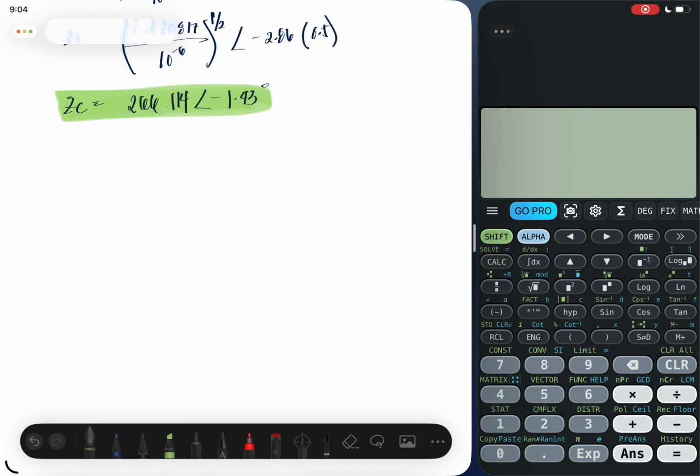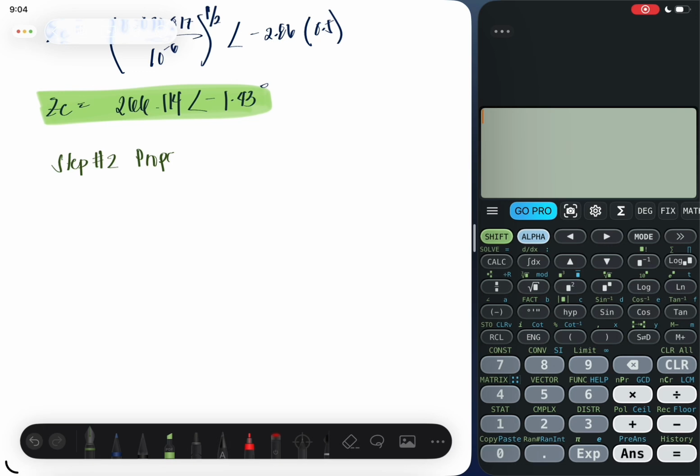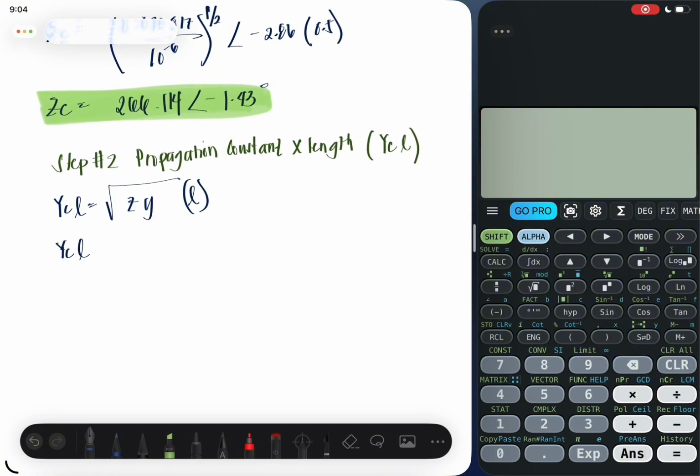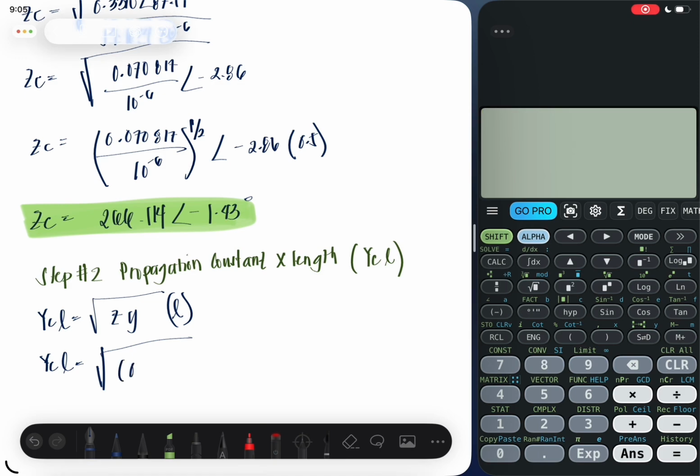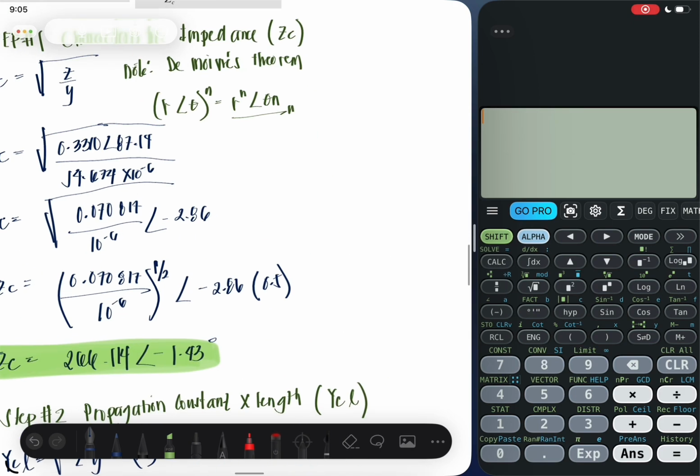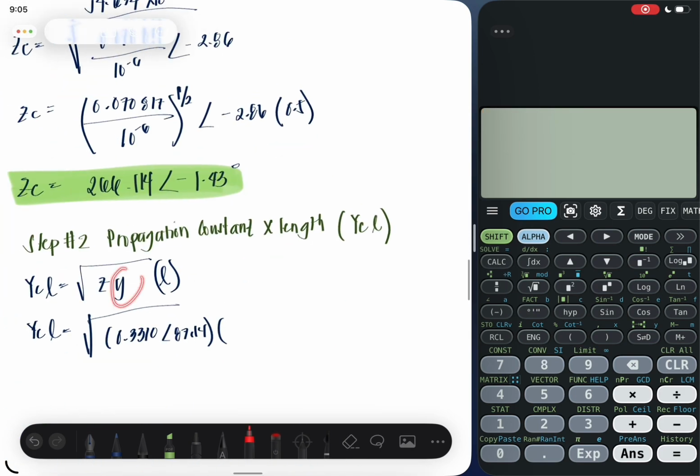Step 2 requires finding the propagation constant multiplied by the total length of the line. This combined value is what we will plug directly into our hyperbolic functions later. To calculate this, we must multiply the total series impedance by the total shunt admittance, and then take the square root of the entire result.